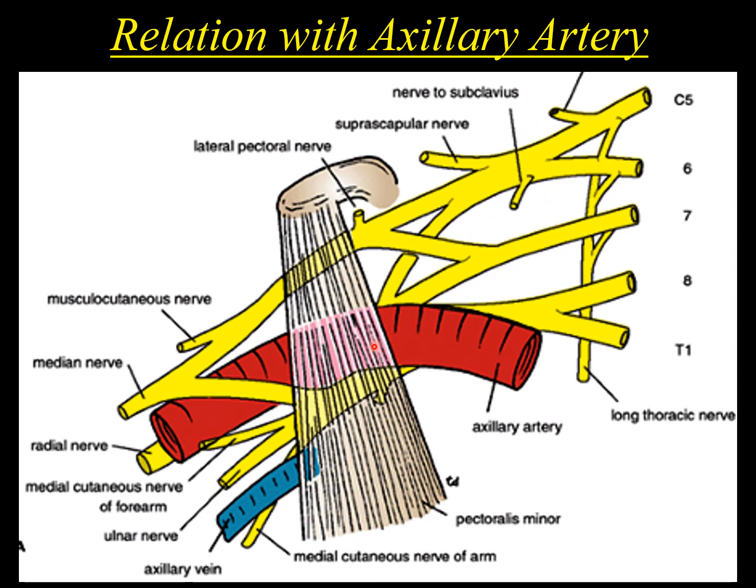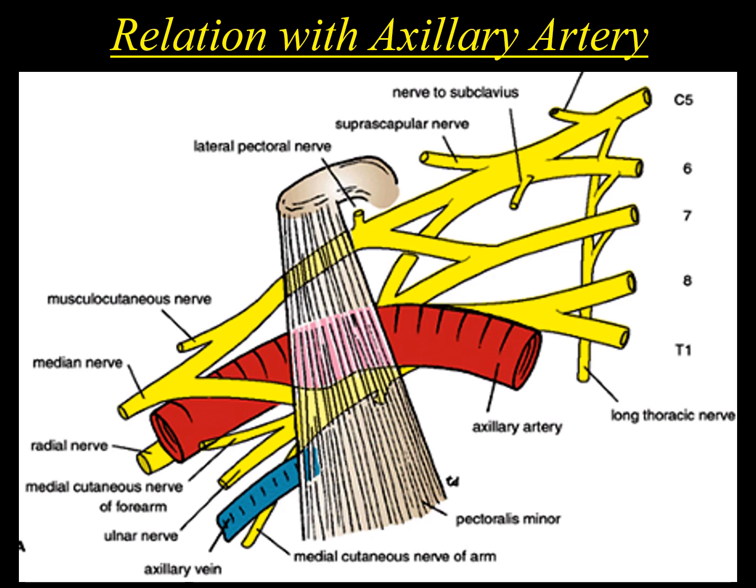The second part lies between the cords, and the third part lies between the branches of the brachial plexus. So it is a very important relation of the axillary artery with the brachial plexus: the first part is below the plexus, the second part between the cords, and the third part is exactly between the cords and branches of the brachial plexus. They have an important relation as compared to the axillary vein, which is a little bit away from it.